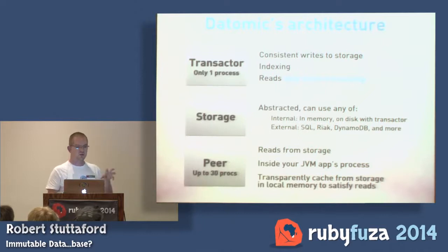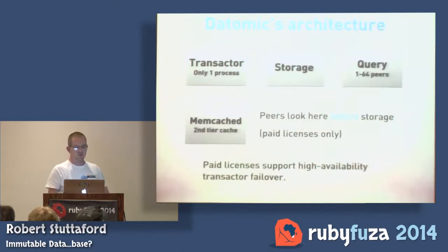So those are the 3 pieces that you get in the core Datomic architecture. There's a 4th piece that you can add if you have a paid license, and that's the second-tier cache, using memcached. Basically, if you have those 4 web servers and you need to do a rolling deploy and take those processes down and bring them back up again, you're going to throw away all the cache that was in that process's memory.